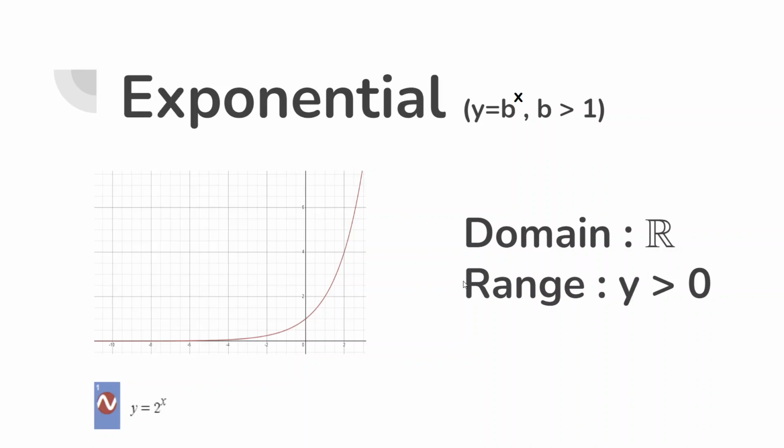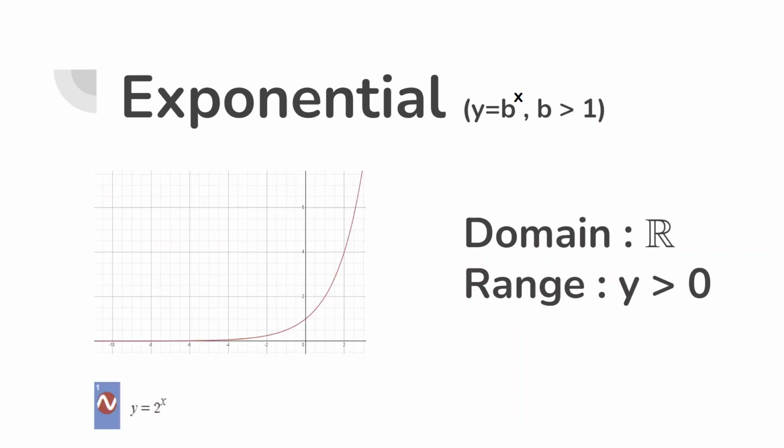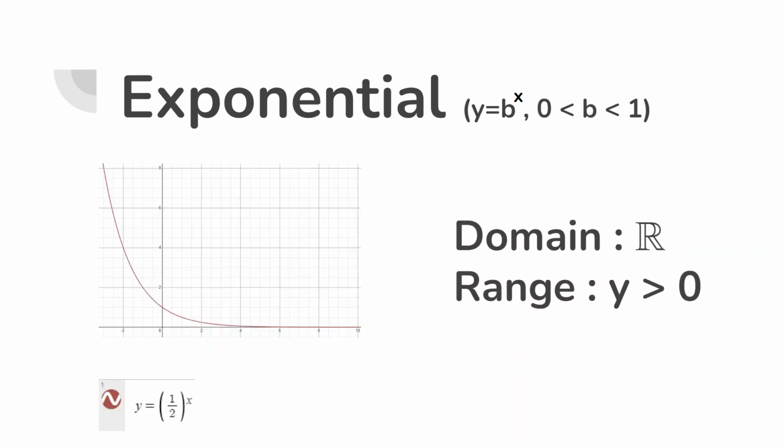Now we have the exponential function. Its parent function is y equals b to the power of x. Actually, we have two versions of the exponential function. One is when b is greater than 1, and the other one is when b is between 0 and 1. And both of them have a domain of all real numbers and a range of y greater than 0.